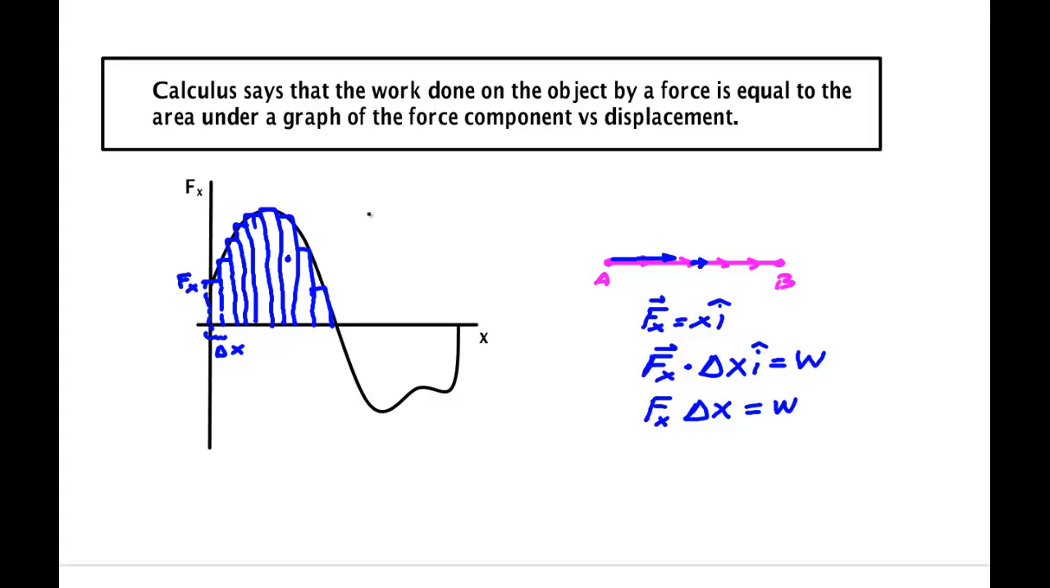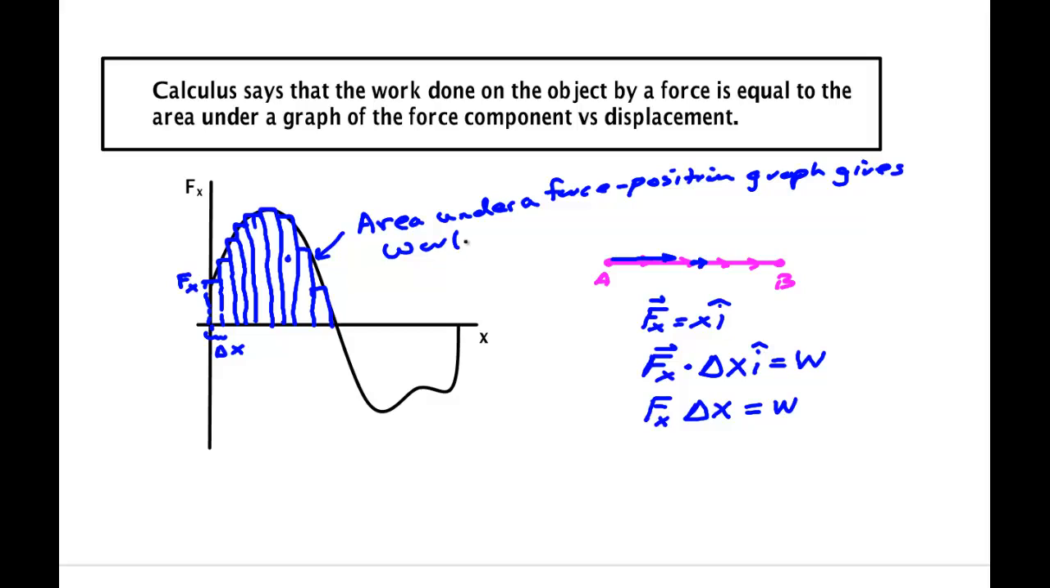So we can approximate the work by simply finding the area under the curve. Area under a force-position graph gives work. Now that work can be positive work, or it could be negative work. And it's even possible that the amount of positive work is completely offset by the amount of negative work.